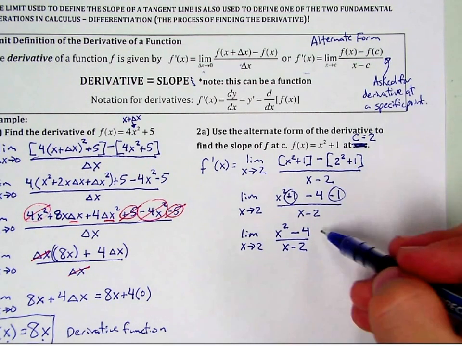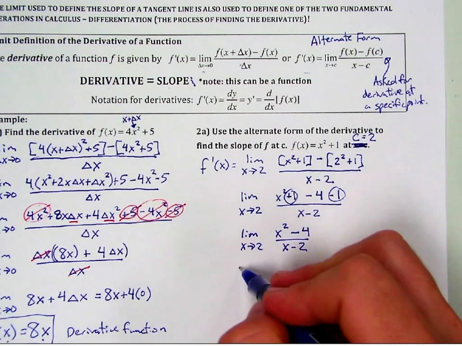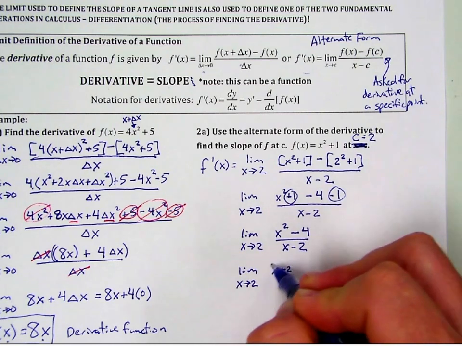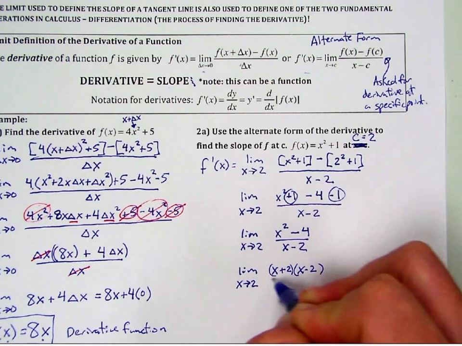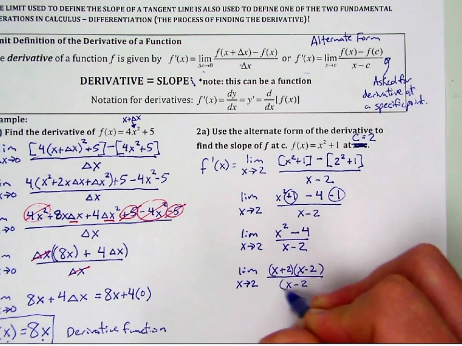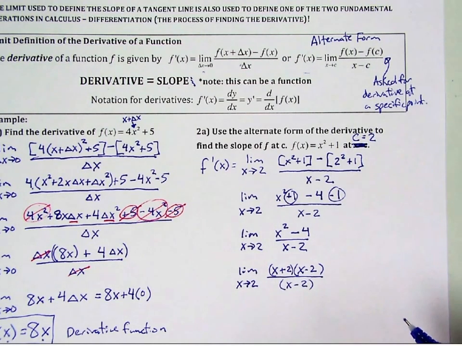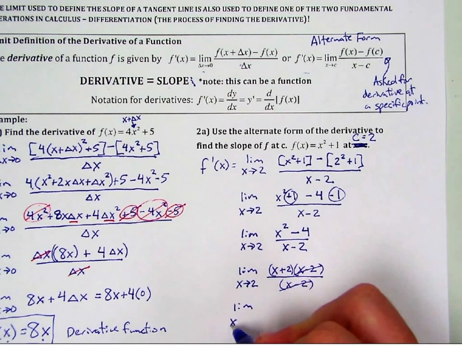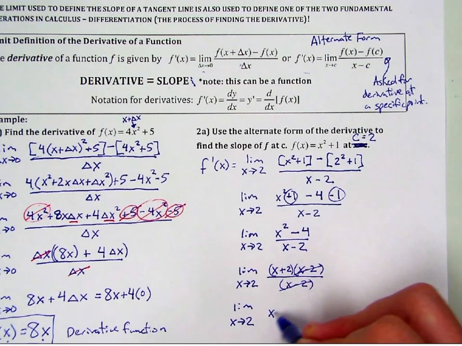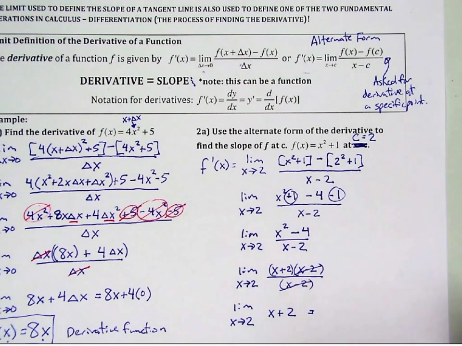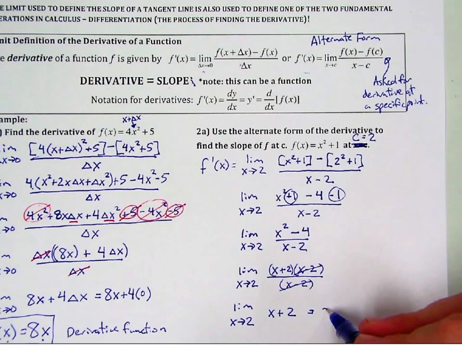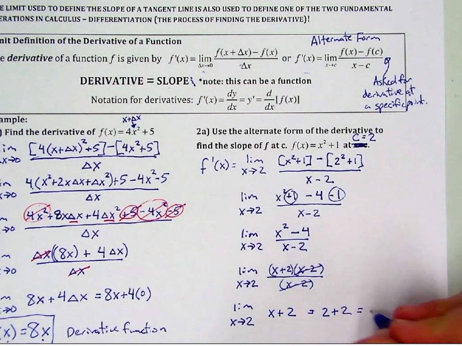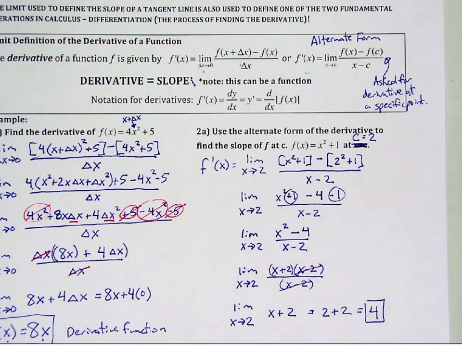And now we're left with a very nice function in the numerator that we can factor. So difference of squares, x plus 2, x minus 2. You can see we cancel out our factor. And now we can use direct substitution. And so we get 4.